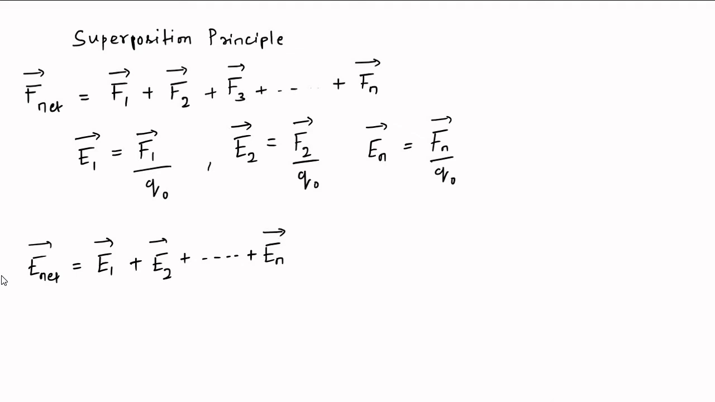Okay, now we have F1, the force due to charge Q1. The F1 vector is given by 1 by 4 pi epsilon 0, or the absolute permittivity, Q1 Q0 by R1 square R1 cap.